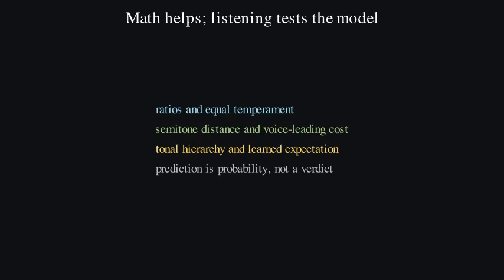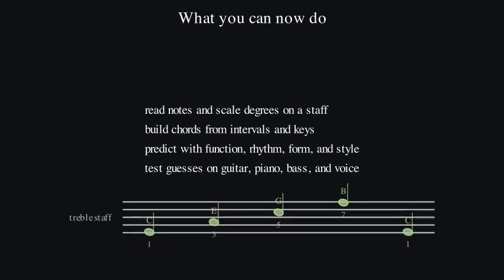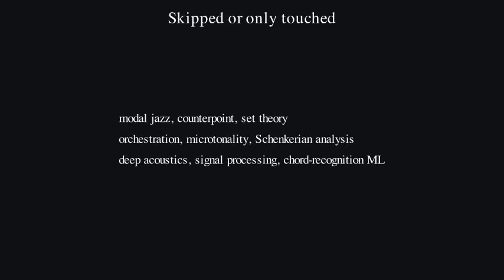What have we learned? Pitch comes from frequency. Intervals create chord quality. Scales create keys. Keys create diatonic chords. Functions describe tension and release. Rhythm and form tell us when changes are likely. Instruments let us test the theory immediately. What did we skip? We only touched modal jazz, counterpoint, Schenkerian analysis, set theory, orchestration, microtonality, detailed acoustics, deep audio signal processing, and machine learning for chord recognition. Those are rich subjects for later videos.